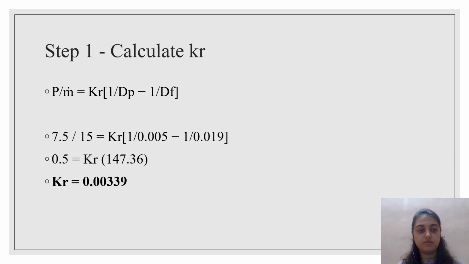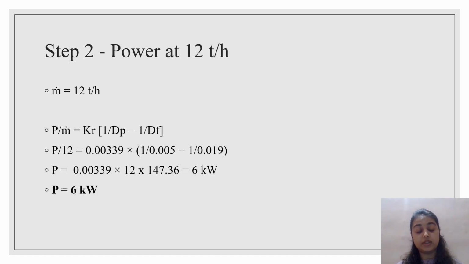So for case number 1 we have power required and the capacity. For 15 ton per hour capacity we have power 7.5 kilowatt. So simply put P is equal to 7.5, capacity 15, Kr is unknown, dP product diameter we have, 0.005, dF 0.019 meter. So calculate Kr value from step number 1, and Kr will be 0.00339, approx 0.0034.